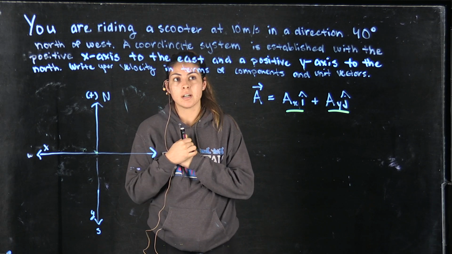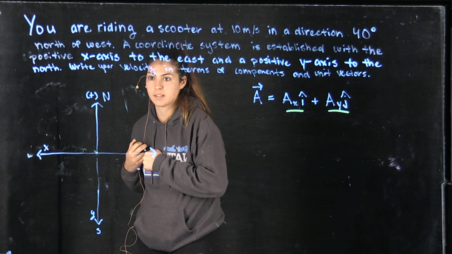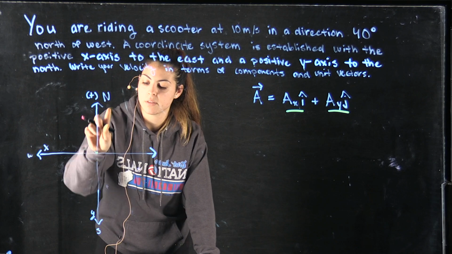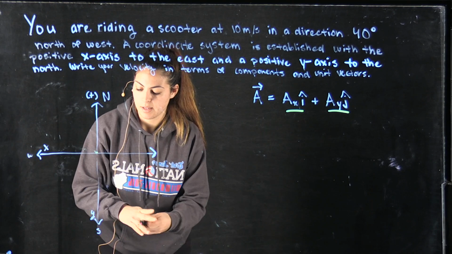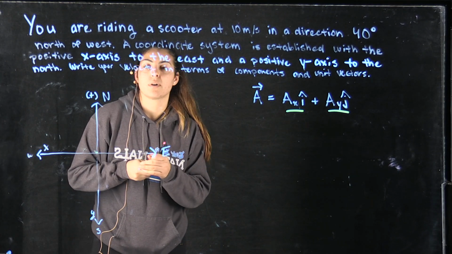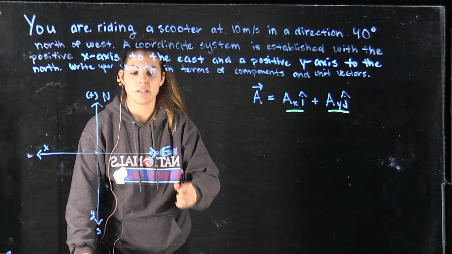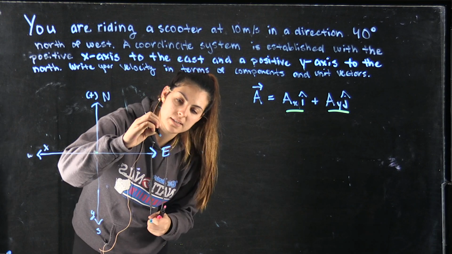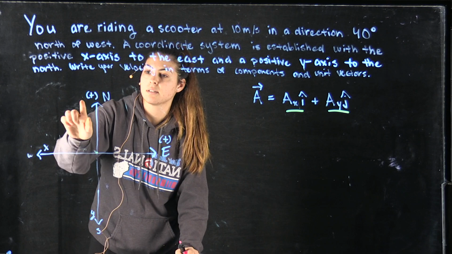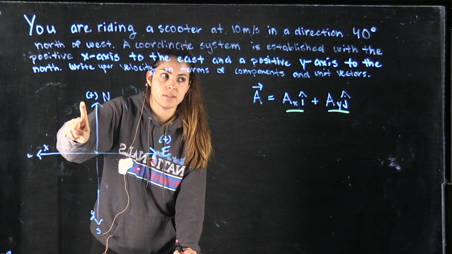We are riding a scooter at 10 meters per second in the direction of 40 degrees north of west. For north of west, we usually put our axes here: north, west, south, and east. We know this because later in the problem it tells us that the coordinate system is established with a positive x-axis to the east, this way, and a positive y-axis going to the north. Then we have to find the velocity in terms of components and unit vectors.